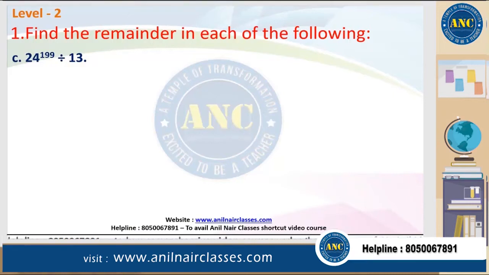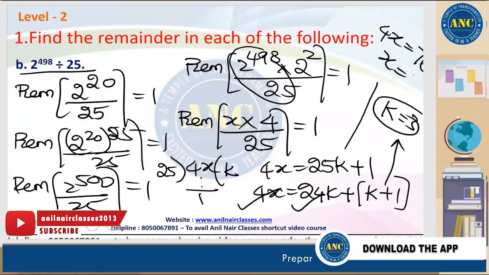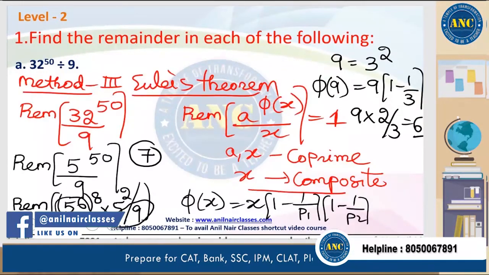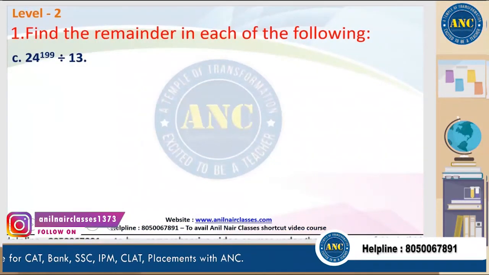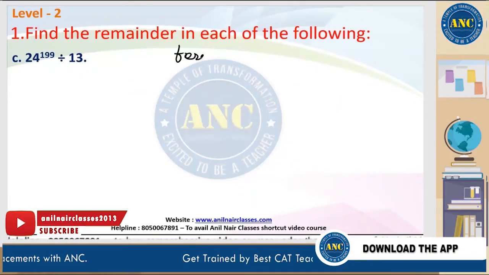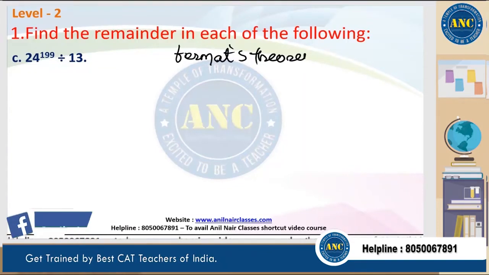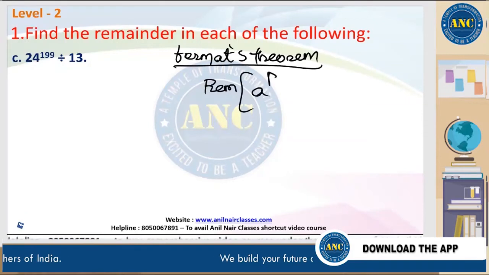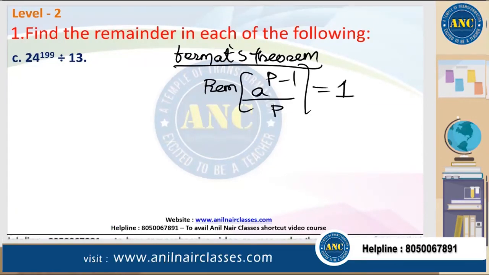24 power 199 divided by 13. Anil sir, why did you take this question? A smart student might ask: here 25 is a composite number, here 9 is a composite number, what if the denominator is a prime number? That is the reason I will introduce one more concept, which we call Fermat's theorem. What is that theorem? This theorem helps us to solve the problem in less time and space. It makes our job easier.